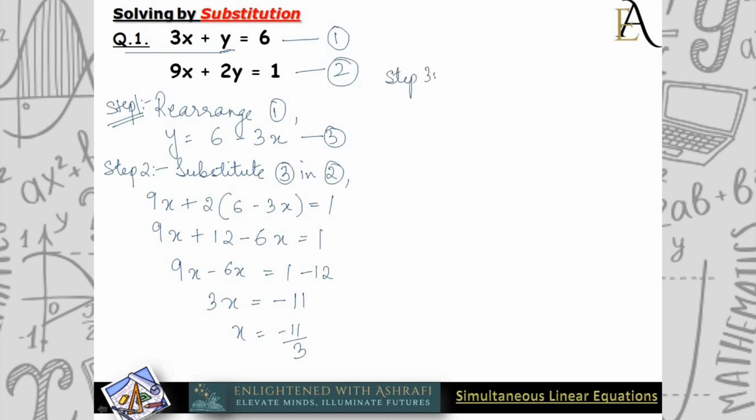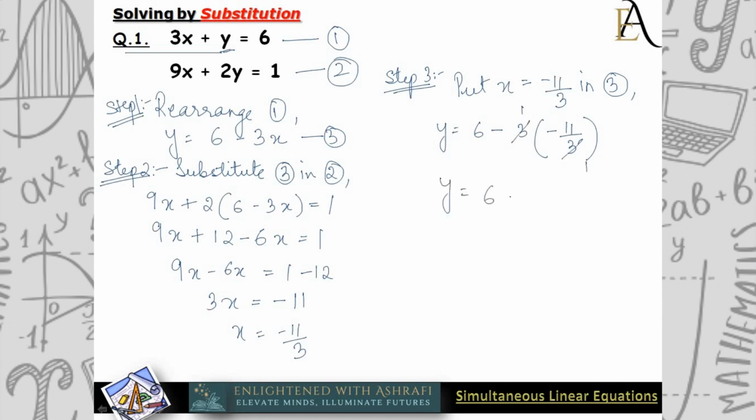Step 3. This was step 2 where we found out the value of x. Now let's put x equals to minus 11 upon 3. We can use it in 3. We can use equation number 3 because that would be more easy. So y equals to 6 minus 3 times minus 11 upon 3. 3 and 3 cancel. So we get y equals to 6 plus 11. Therefore y is equals to 17.